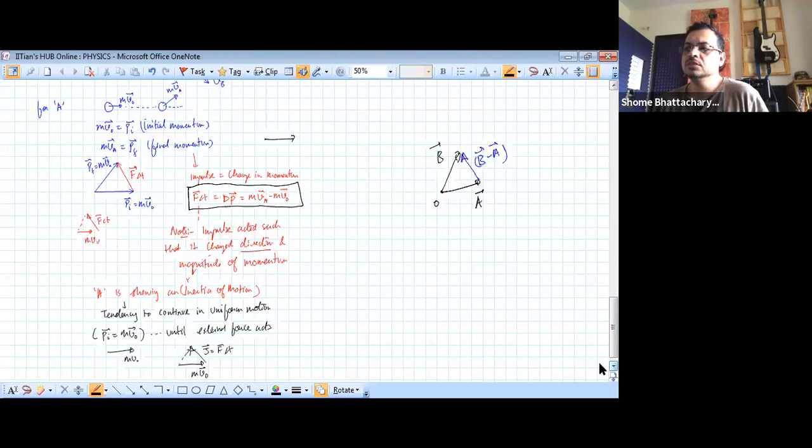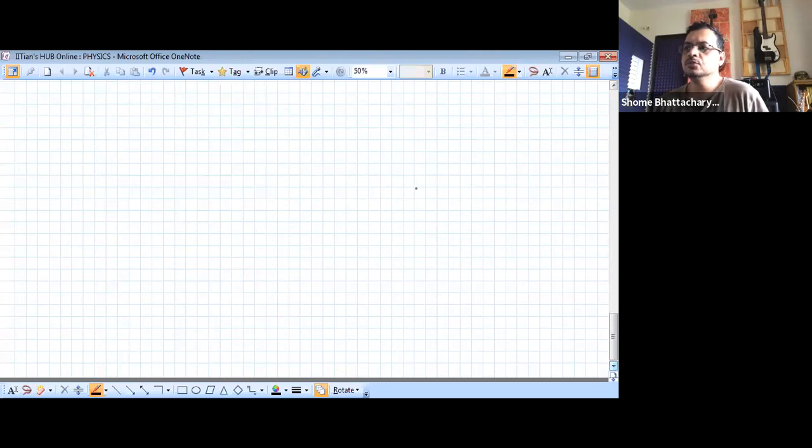So that brings us to Newton's second law now, which is the most important one.